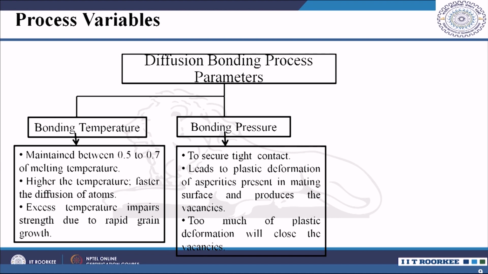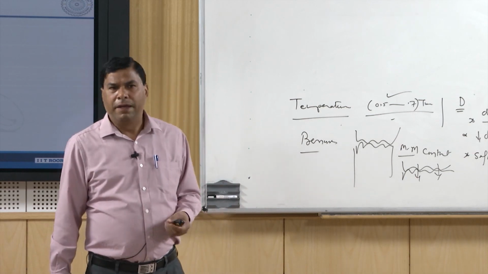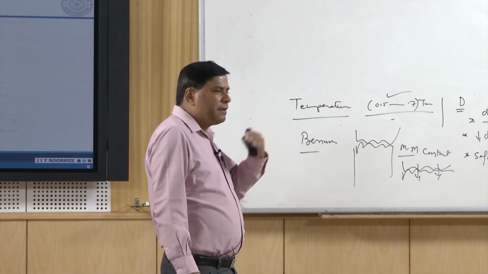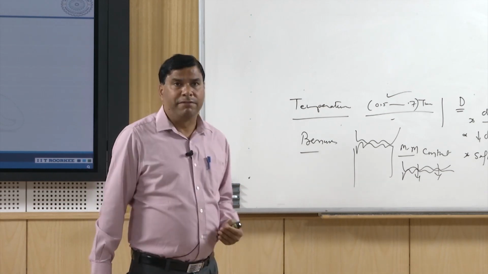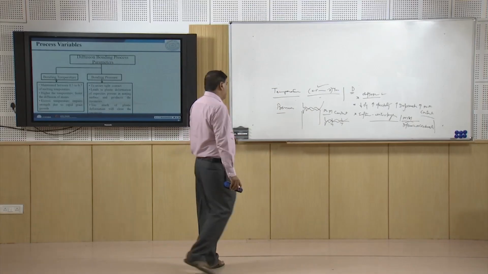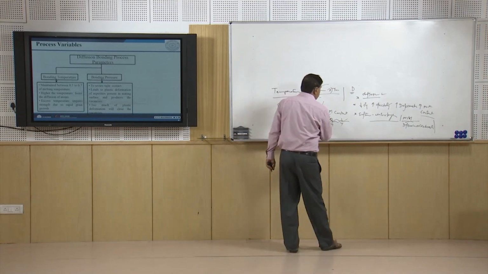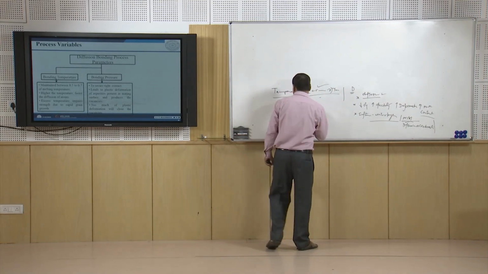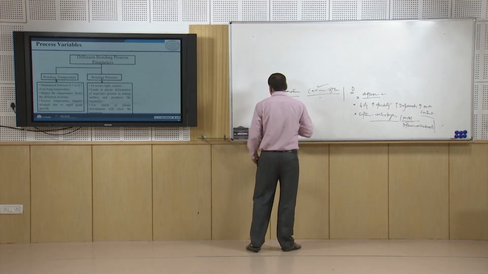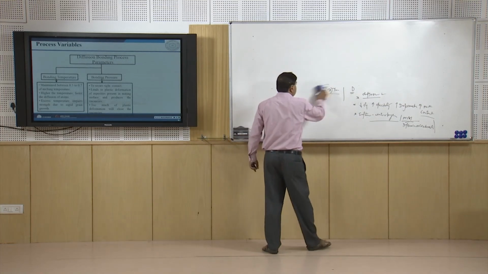Too much deformation, meaning excessive pressure, sometimes deteriorates the diffusion bonding process by reducing the number of vacancies. It has been reported that excessive deformation is not good, because it closes the vacancies and adversely affects the diffusion bonding process. The time is another aspect.